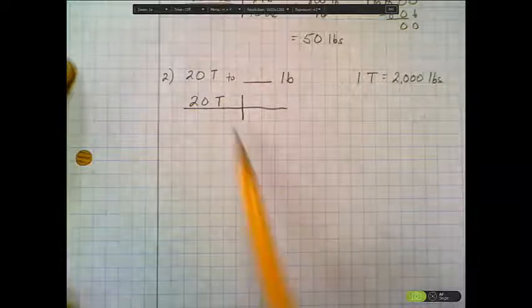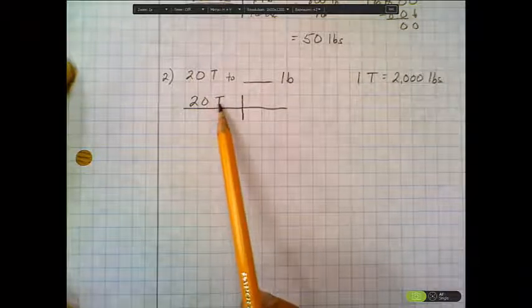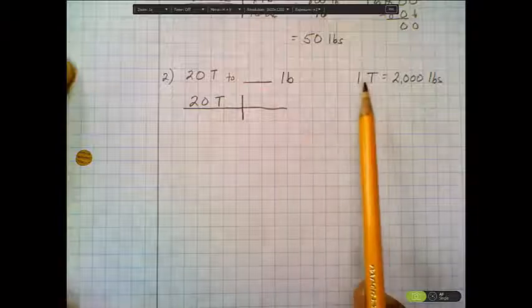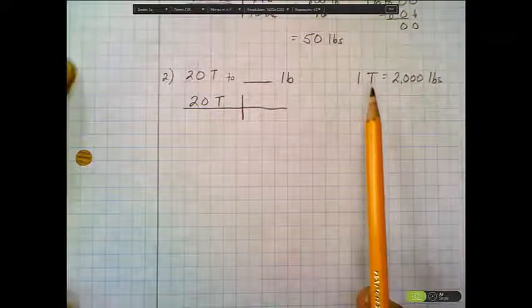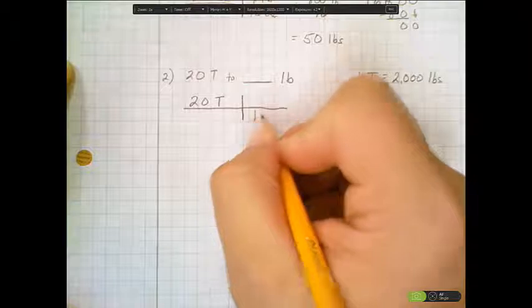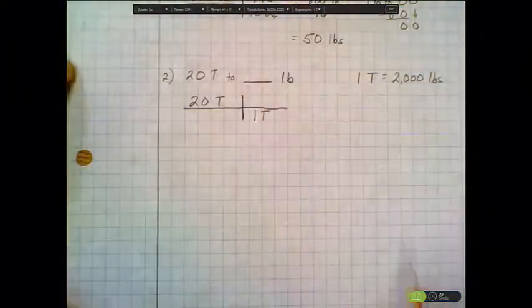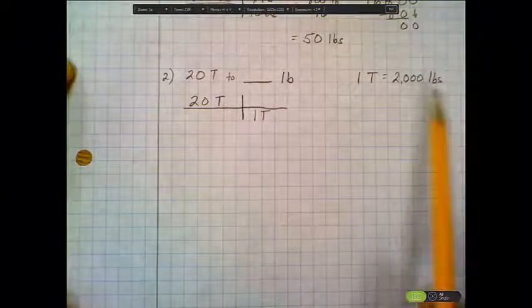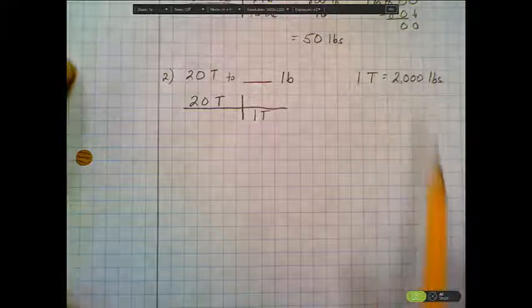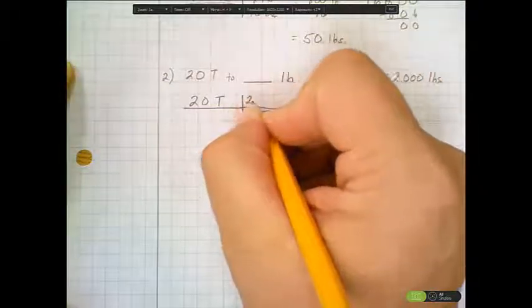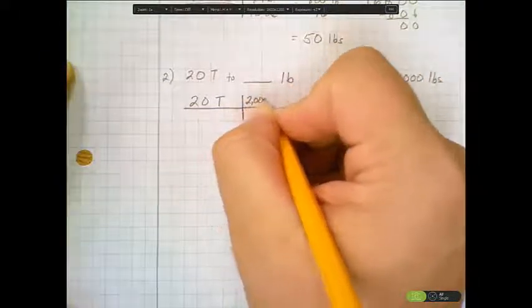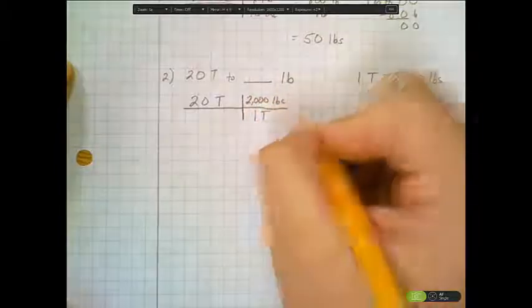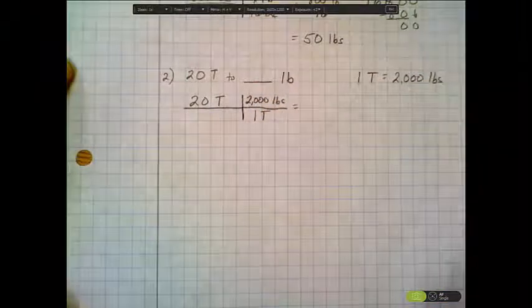The next step, we have tons on the top of the first section, which means we have tons on the bottom of the second section. So we're going to put 1 ton on the bottom of the second section. That means what's left over is 2,000 pounds. And so 2,000 pounds is going to be on the top.